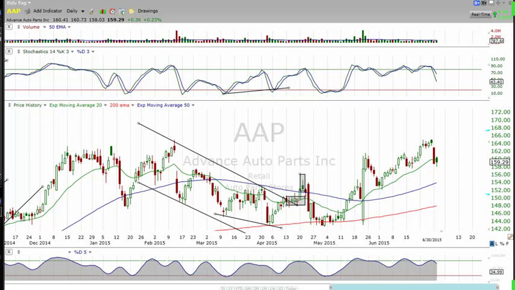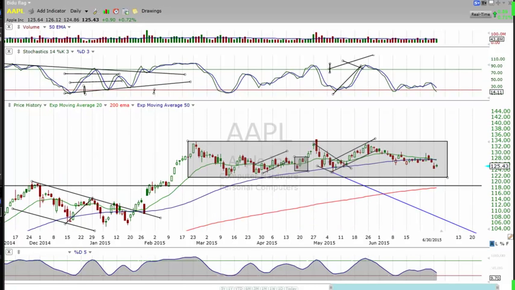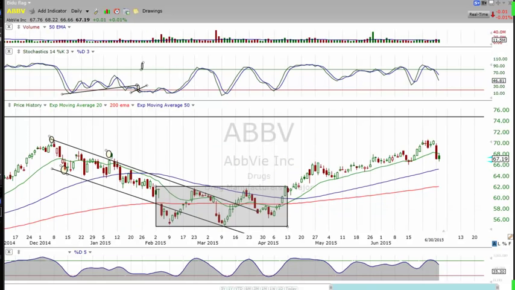Advanced Auto Parts, always a good one. Starting to turn over. It's hard. There's nothing. We're looking for something that's perfect. So if it's not perfect right now, or going to be perfect in the next day or two, I'm going to just not mention it. Some of these are just turning back down.